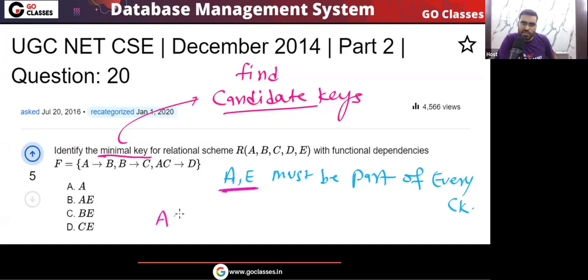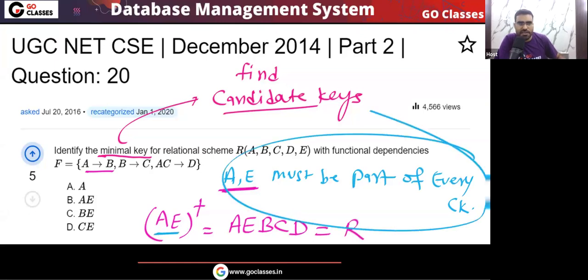Now you tell me, is this enough? AE must be part of every candidate key, but are they enough? So let's see the closure of AE. That will be AE. Next, A can determine B. B can determine C. AC can determine D. So you got everything. Yes or no? AE must be part of every candidate key, and that is enough.